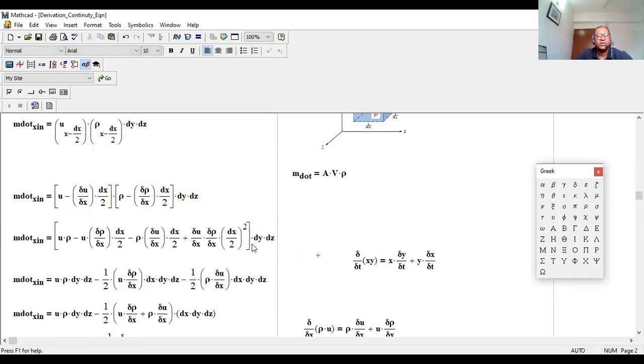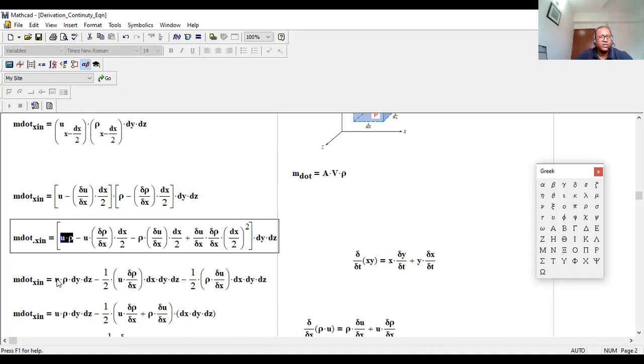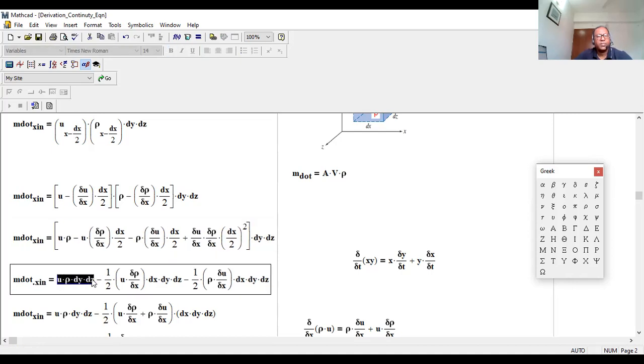Okay. Now dx square, so we can neglect this term, a higher order term. And right over here, you multiply by dy dz. So you are getting rho u dy dz. Then right over here, just rearrange, like u and d rho, I keep in a bracket. Half, this is the volume dx dy dz.